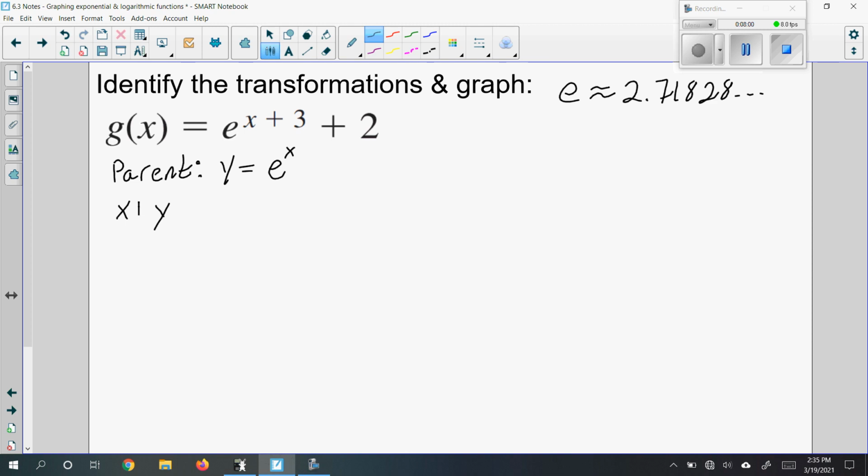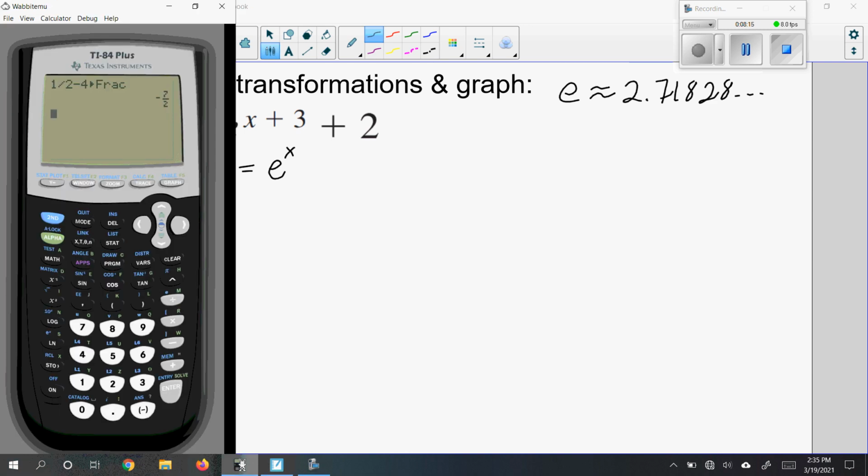As always, we will use the x values negative 1, 0, and 1. And so we will plug these into our parent function to determine the y values. So let's go to our calculator. And you'll notice over here, above the ln button, is the e to the x. So I'll press second ln. And we want to evaluate this at negative 1. So when x is negative 1, e to the x is about 0.4.